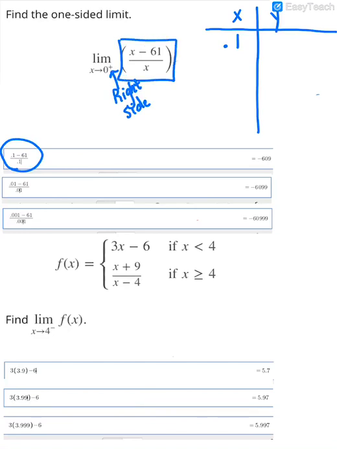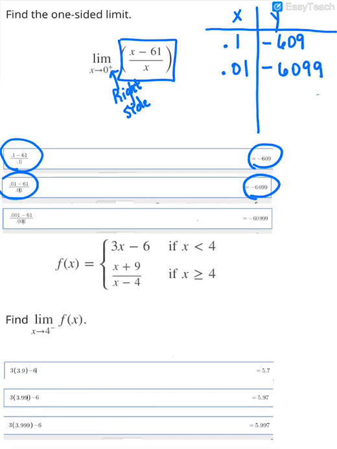So notice when I plug that in, my y value is negative 609. All right, the next x value that I would probably plug in is 0.01. And when you plug that value in, I get a y value of negative 6,099. So notice that got really small. It's going way down in terms of our y's. And then finally, I would probably do 0.001, which is very close to 0 on that right-hand side. When I plug that into my calculator, I'm at negative 60,000.